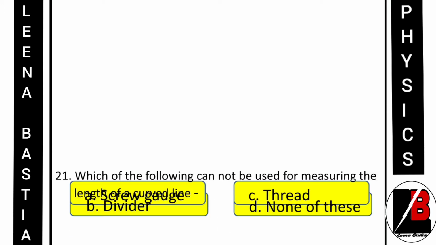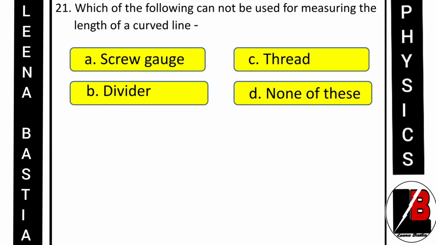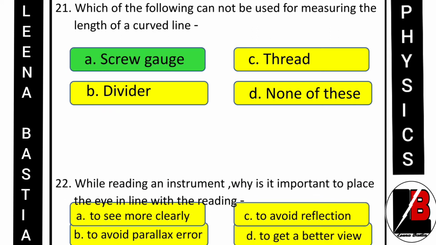So the first question, which of the following cannot be used for measuring the length of a curved line? The options are screw gauge, divider, thread, none of this. So the answer will be screw gauge. Let us see the next question.